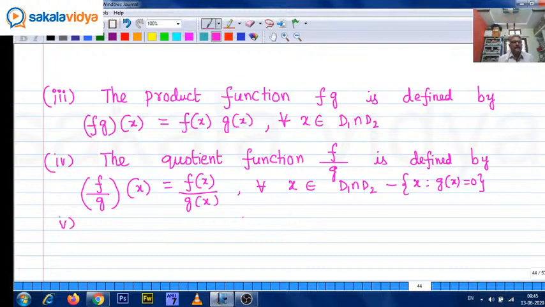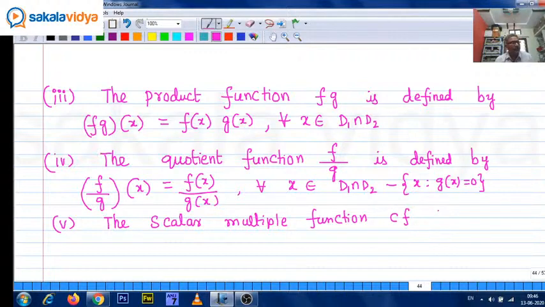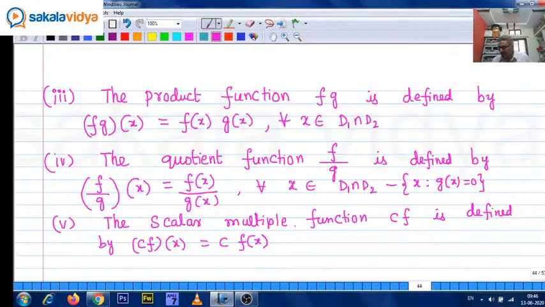Next, fifth one is the scalar multiple function. Scalar multiple function cf, where c is the constant multiplied by f, is defined by cf of x equal to c times f of x. That means we can multiply any function with a constant also. Here, for every x belongs to D1.